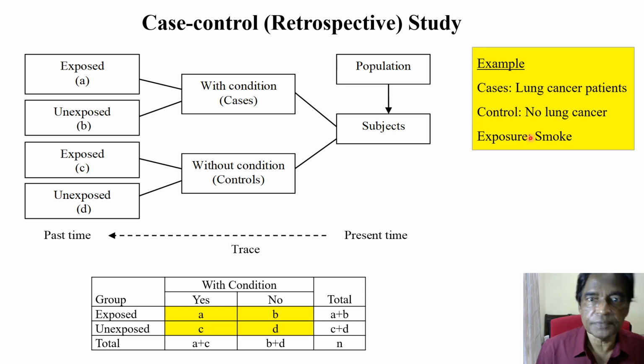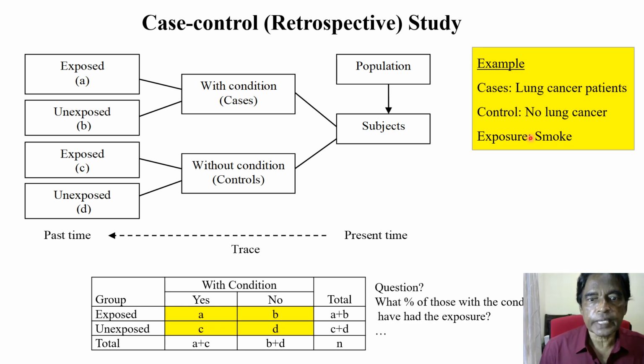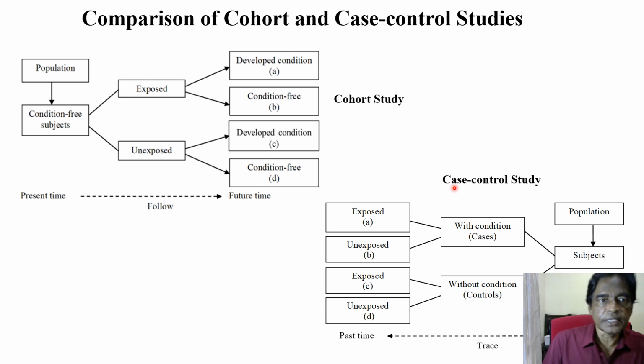See, the objectives are very important. You follow the objectives and decide what kind of study design you could have. Again, the question is, what percent of those with the condition were exposed? What percent of those with the condition, lung cancer, were smokers? What percentage of those without lung cancer were smokers? And a comparison will be made. Again, there are many tests that can be done to confirm this.